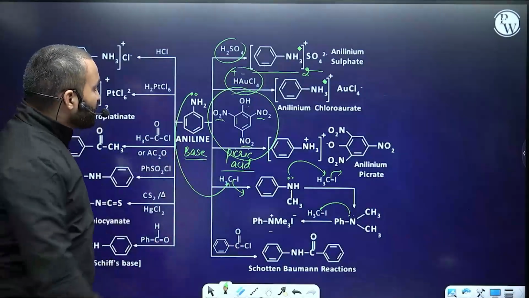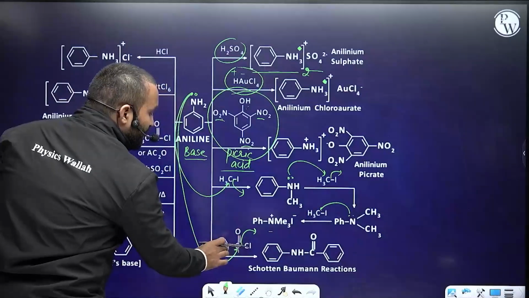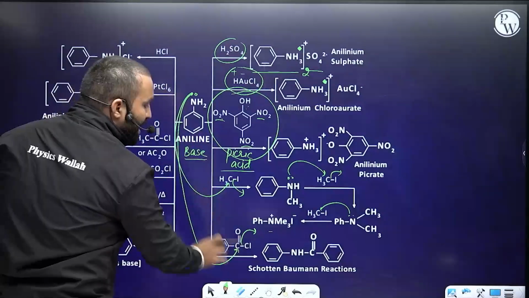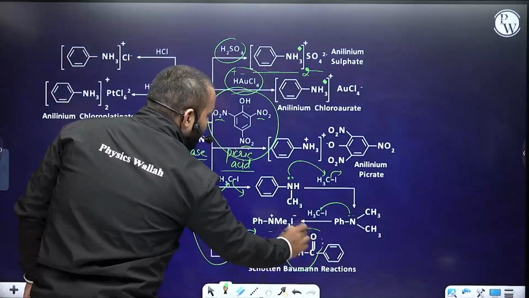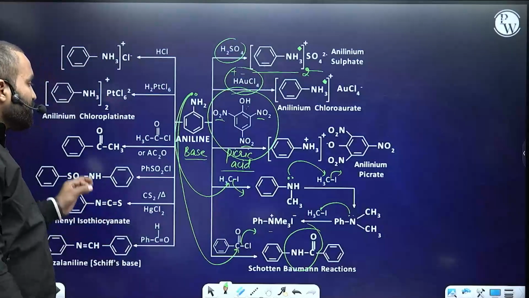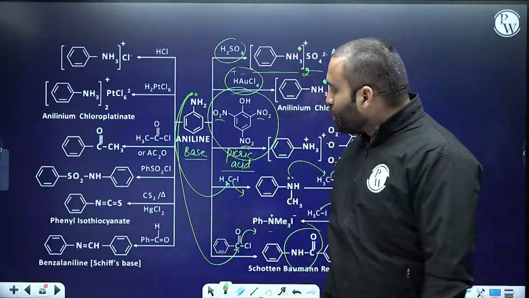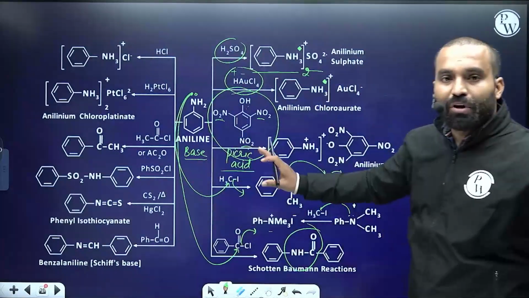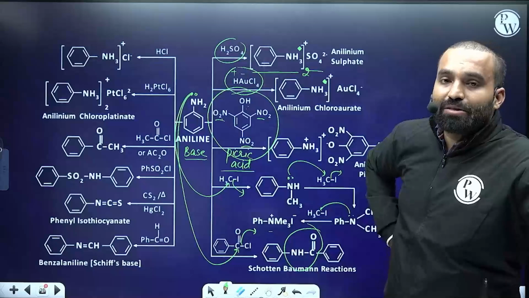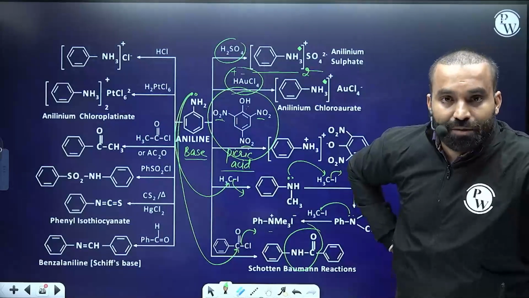This also we have discussed. This pair of electrons will attack on the center. Cl will get out. There will be Ph, C double bond O, and this molecule. That's an amide now. All these reactions you should do yourself at least once by hand on pen and paper. You should know the reactant and product and then try to write their mechanism, so that in examination, if you see any new reaction, you should not be surprised, right?